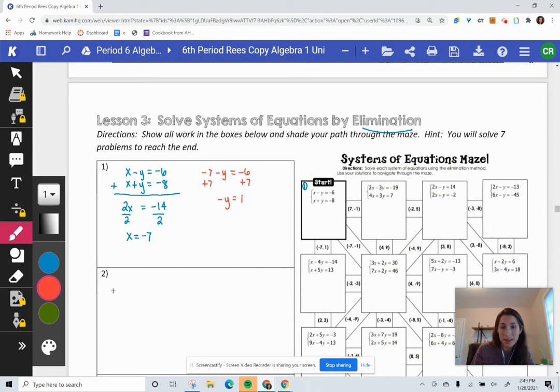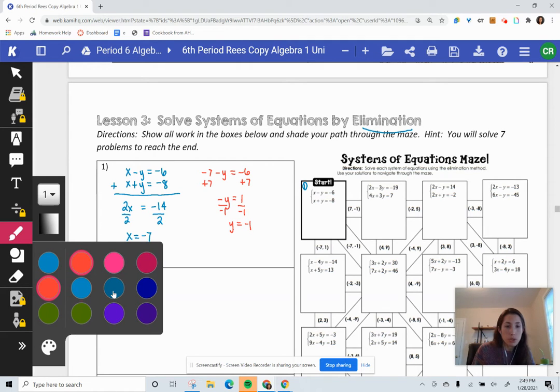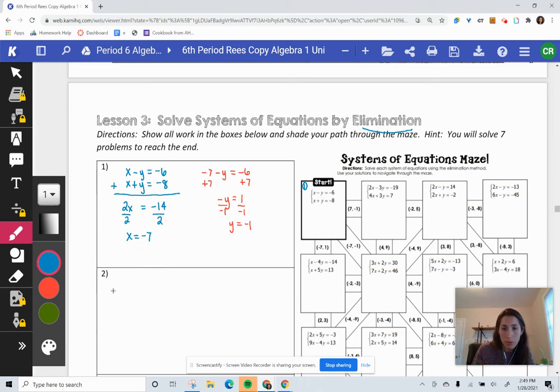y is not isolated yet. It has a negative attached to it. It's like a negative 1. So I'm going to divide both sides by negative 1. So y is negative 1. Then remember, we write our solution as a coordinate point x comma y. So negative 7 comma negative 1. And we see our solution to this is negative 7, negative 1.